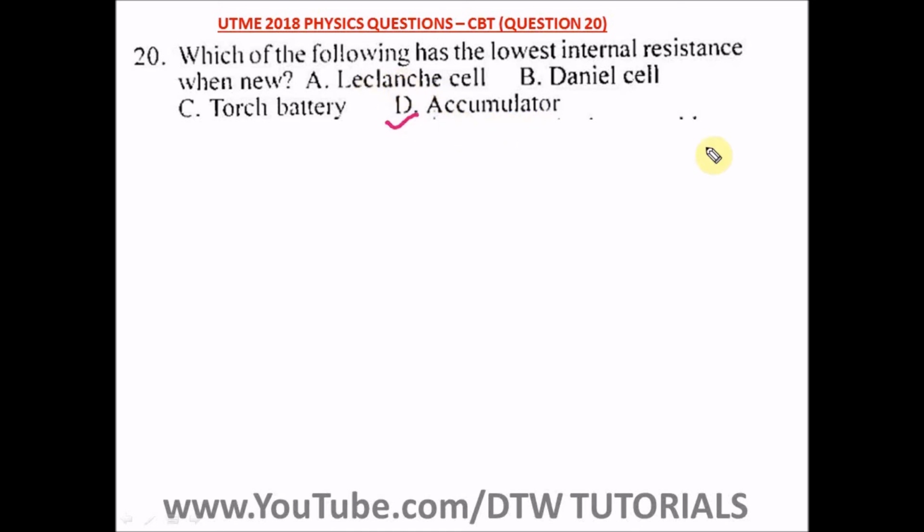I hope you still remember your types of primary cell: your Daniel cell, Leclanché cell, and your torch battery. They are primary cells which cannot be charged. But your secondary cells like your lead cell and your accumulator, they can be recharged. So the correct answer here is D.